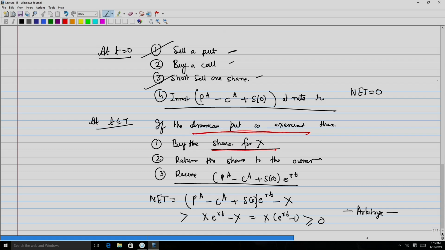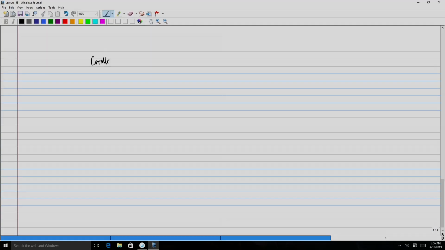In case the American put is not exercised, then at time t equal to capital T, you can make use of your call option and buy the share for an amount of X. So, you can obviously still get the share for the amount of X, whether the other party exercises the put option or not. If they exercise the put option, well and good, you get the share, or in case they do not exercise, then at time t equal to capital T, you can decide to buy the share for X.